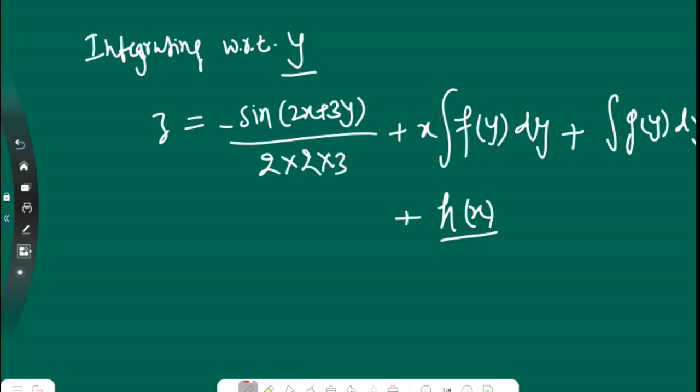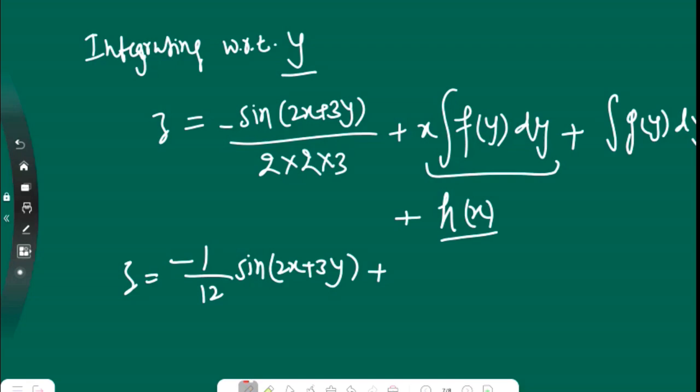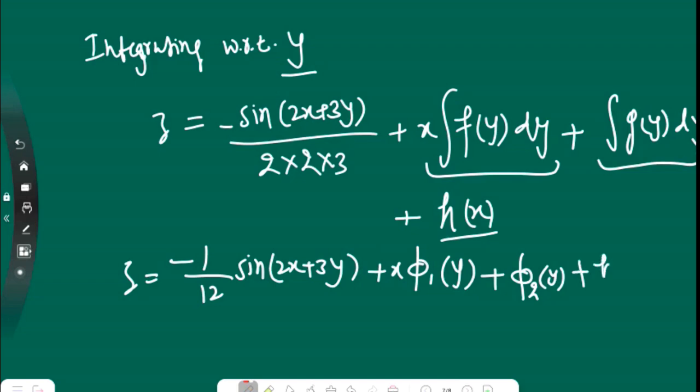So let's solve this out. This will become z equals minus 1 upon 12 sin(2x plus 3y). Let's name this function as phi 1, which is a function of y, plus this, name this as phi 2, also a function of y, and plus h(x). So this is our final answer for the partial differential equation.